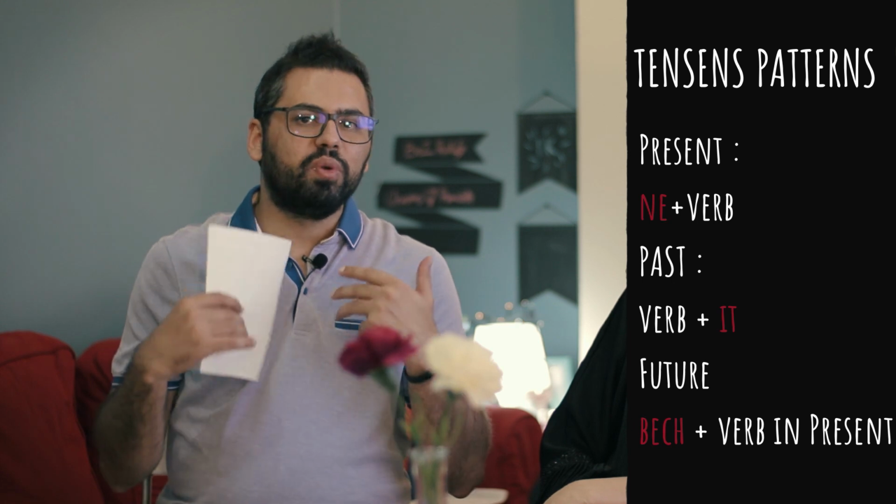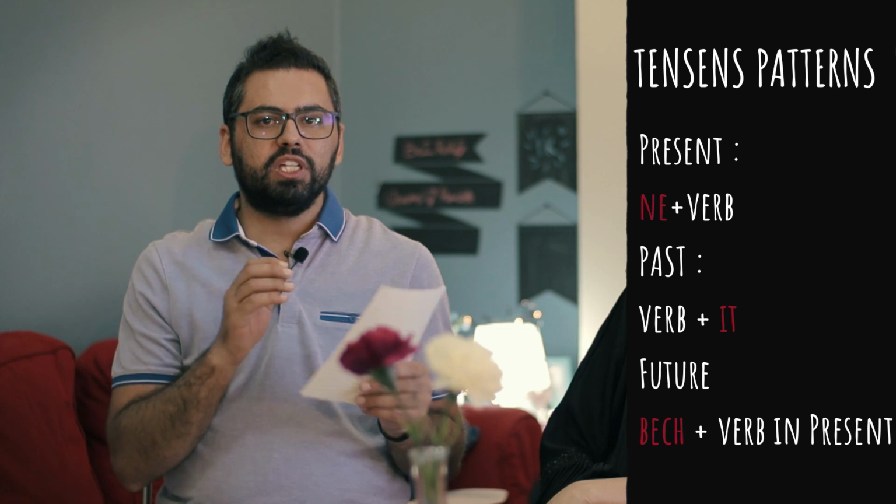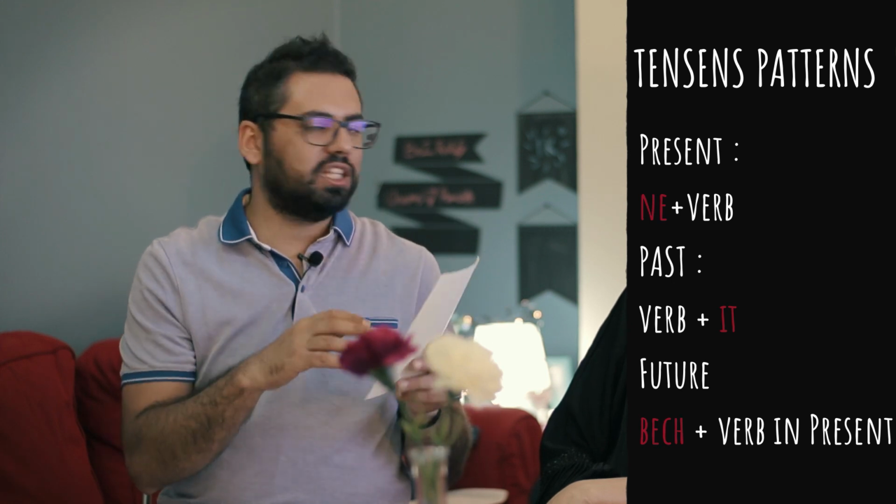To conjugate the verb in the future, we add the prefix besh plus the present form. For example, besh nimshi. We add besh, this is the prefix, and we add the present form of the verb to indicate the future. With any verb, you just add besh and the present form, and you get the future. Also, you will never find the simple form of the verb anywhere because this is a spoken language. You will learn more from the examples that we are going to give.